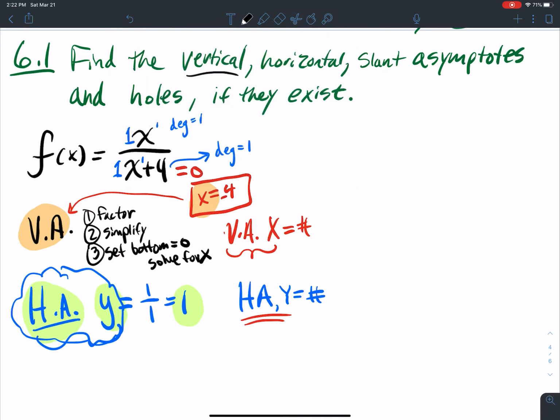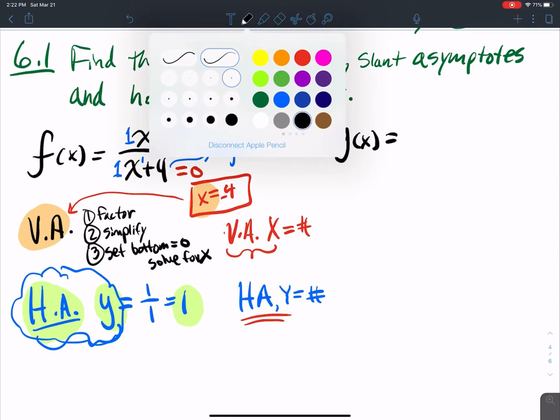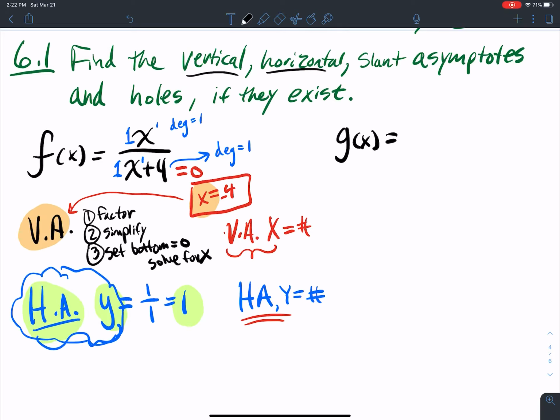Now, g of x, let me give you another example. Because we have a horizontal asymptote, then there's no slant asymptote, right? Slant is only whenever you have no horizontal asymptote, with the numerator degree 1 greater than the denominator degree. Okay, so there weren't any holes because when we factored, there wasn't anything that would cancel, so that's all we got going on for that first function.